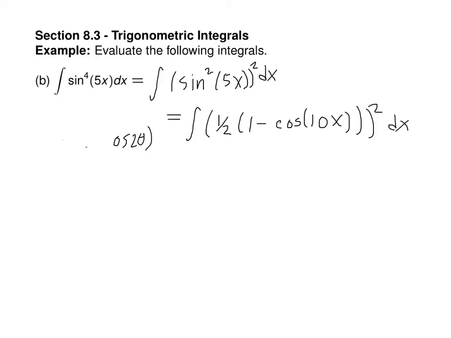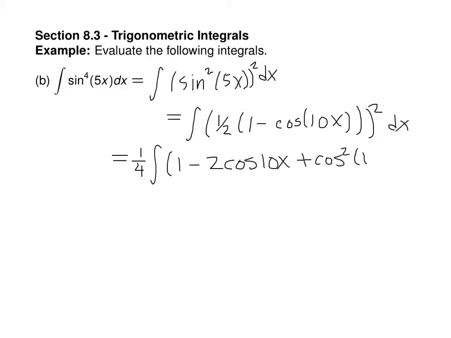And now we still have that squared outside, so we're going to expand. So first off, that 1/2 squared makes 1/4. So we have 1/4 times the integral of 1 minus 2 cosine 10x plus cosine squared 10x. We have to change this cosine squared into being just regular cosine. So we use the fact that cosine squared theta is 1/2 times 1 plus cosine 2 theta.